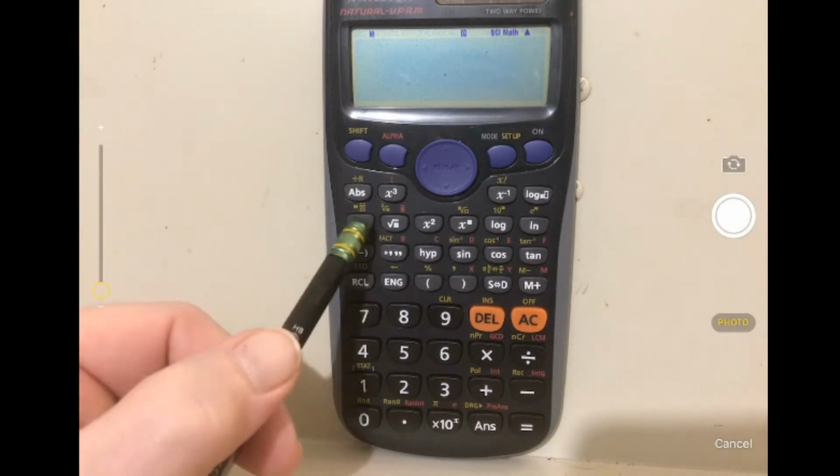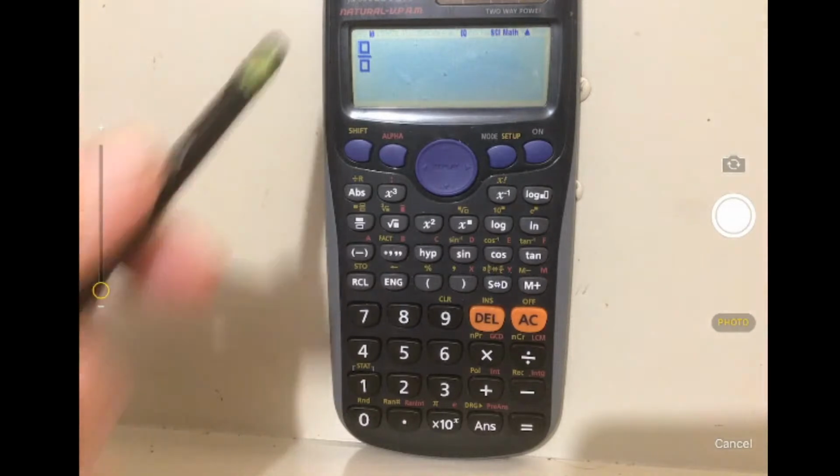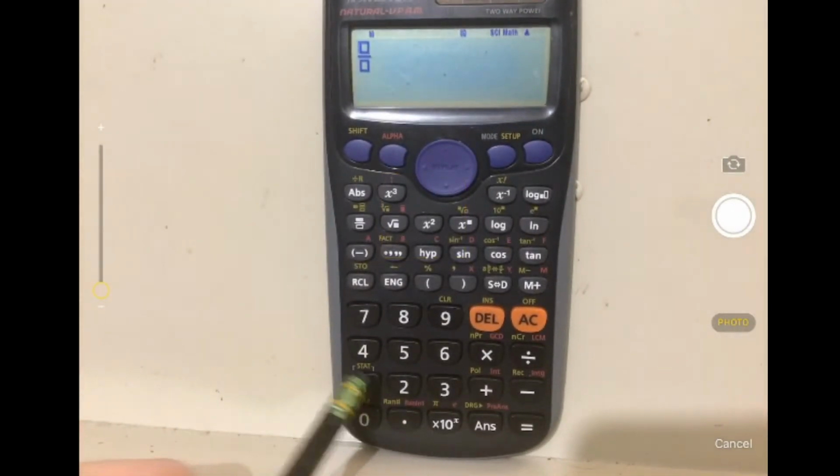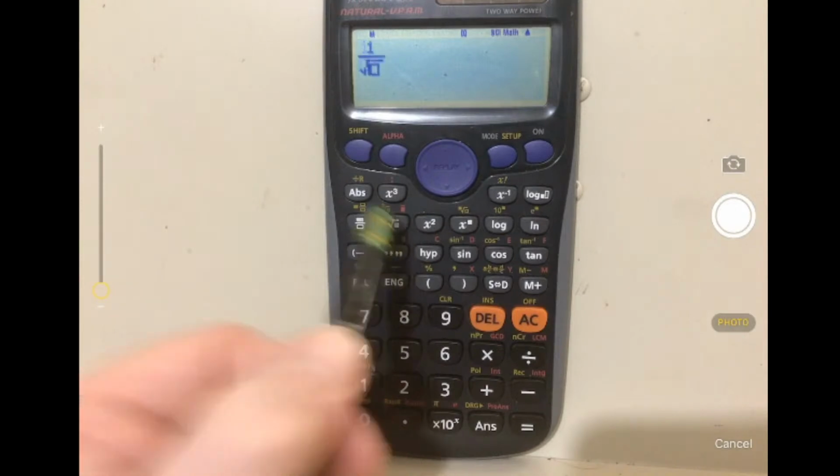So I'll hit the fraction key. Notice the cursor is blinking on top, so I can put the 1 there. Then I can hit the down arrow, come down to the bottom. Now the whole denominator is in a big old square root, so I'm going to hit the square root.